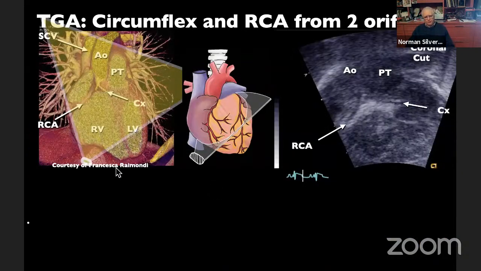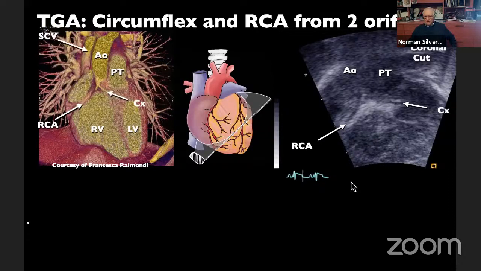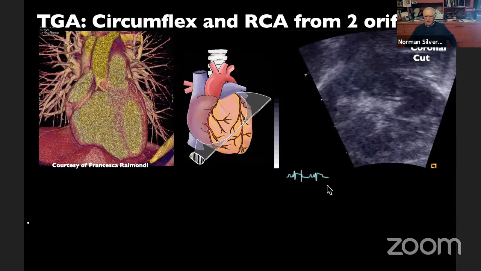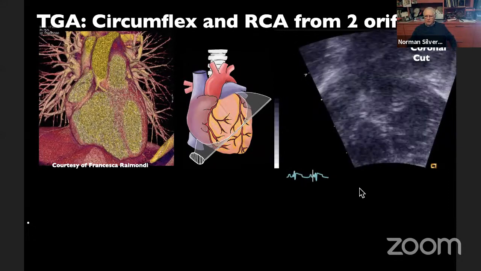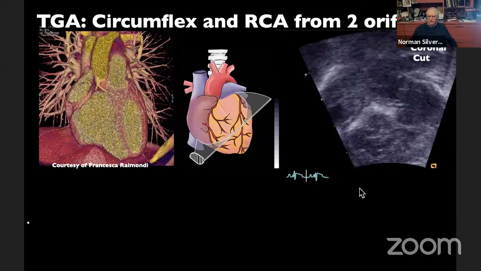And here's an example from Dr. Francesca Raimondi from Paris, who gave me this beautiful picture of the circumflex and the right coronary draining into the aorta. And here is the echocardiographic picture of the same. You can see the peripheral pulmonary arteries, the aorta and the pulmonary trunk. And when you put this in play, you get a much better appreciation of the vessels here.